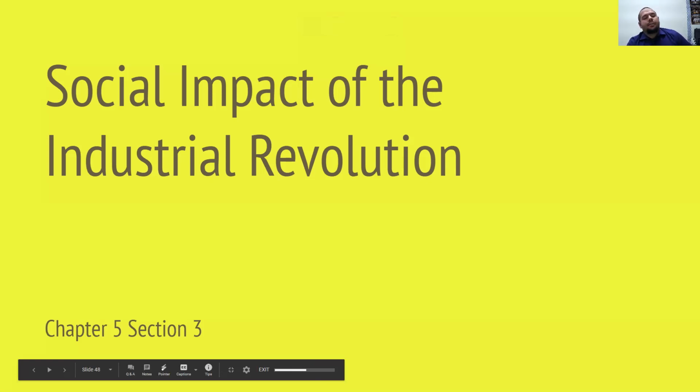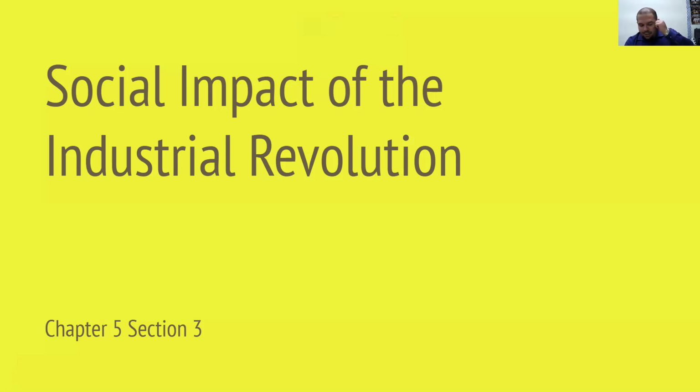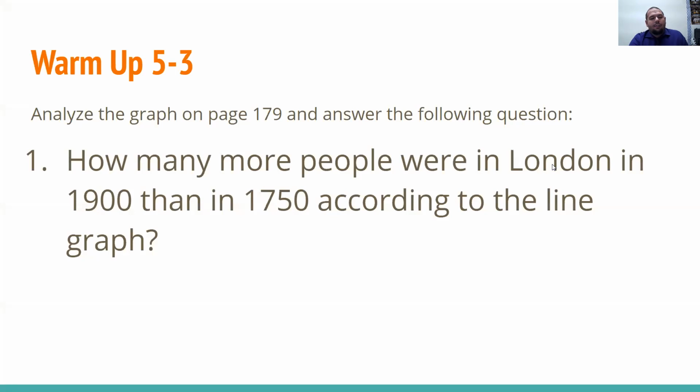Today's title is the social impact of the Industrial Revolution, Chapter 5, Section 3. We're moving on, people. We just keep chugging along. All right. Chapter 5, Section 3. All right, that was your warm-up.